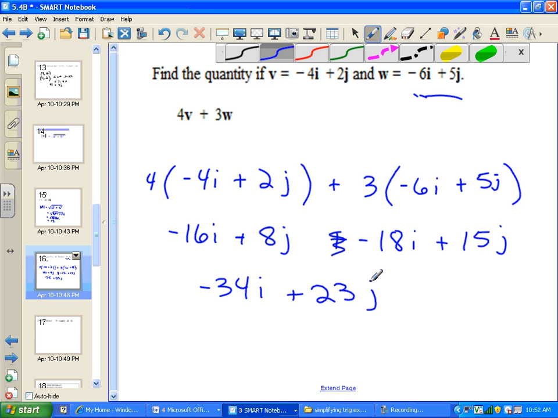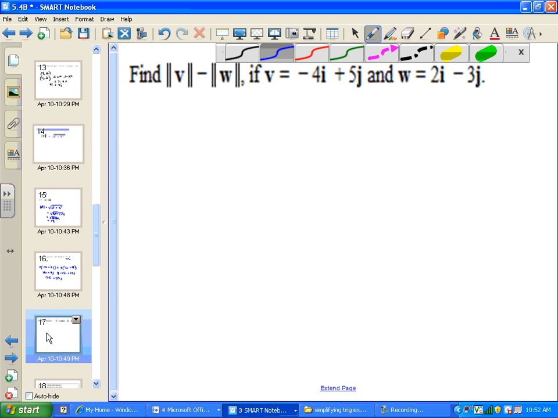Now, next one is going to be sort of like this, except it's going to deal, I think, with the magnitudes. Okay? Now, so let's talk about what does this mean right here? V minus W. Is that just taking the vectors and subtracting them?